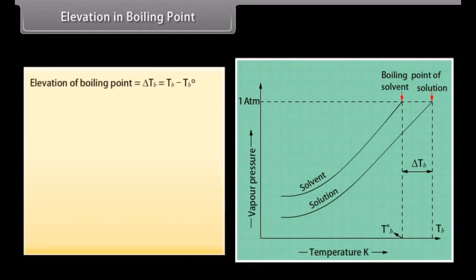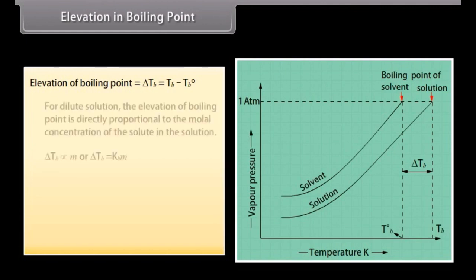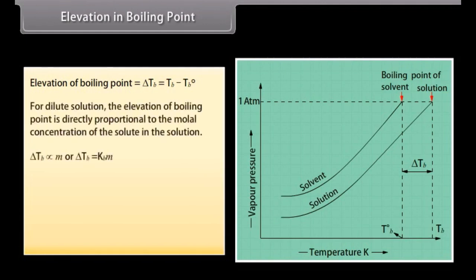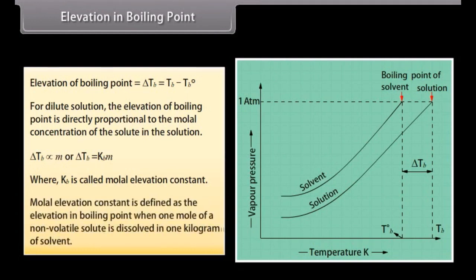Elevation of boiling point is denoted by delta Tb, which is equal to Tb minus Tb naught. For dilute solution, the elevation of boiling point is directly proportional to the molar concentration of the solute in the solution. Kb is called molar elevation constant. Molar elevation constant is defined as the elevation in boiling point when 1 mole of a non-volatile solute is dissolved in 1 kilogram of solvent.